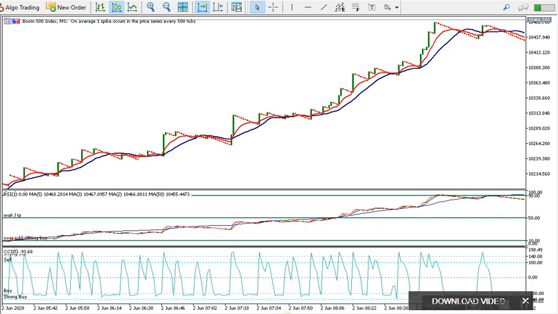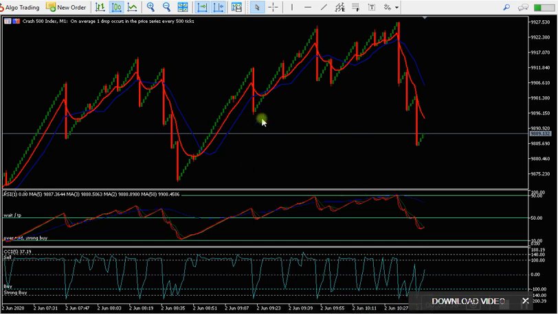The same is okay with the Crash, only that with Crash you actually change the scenario. With Crash you are actually selling. So Boom 500 you buy, Crash 500 you sell. The conditions are the same.